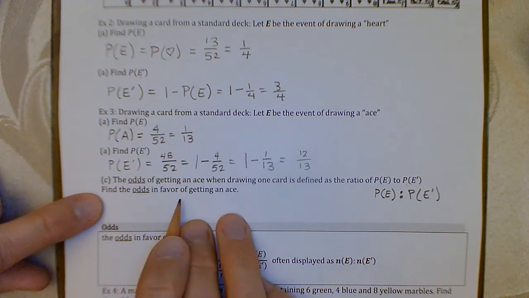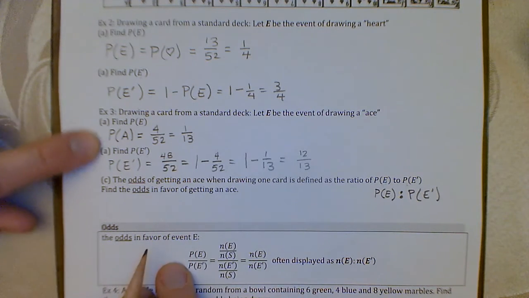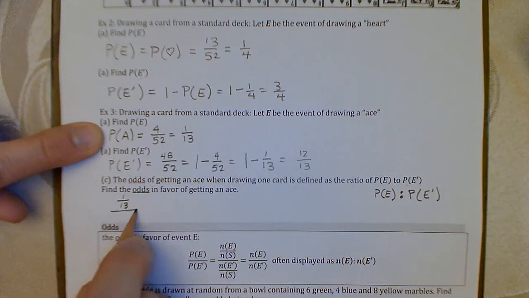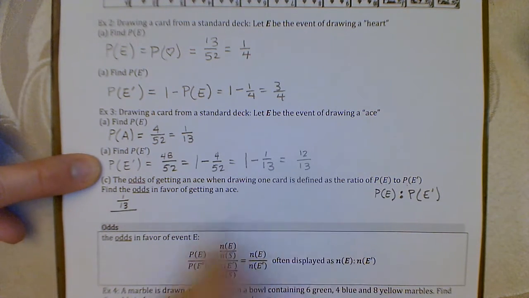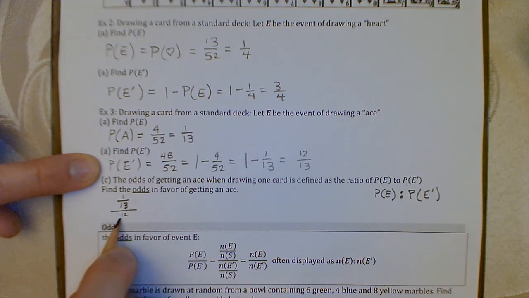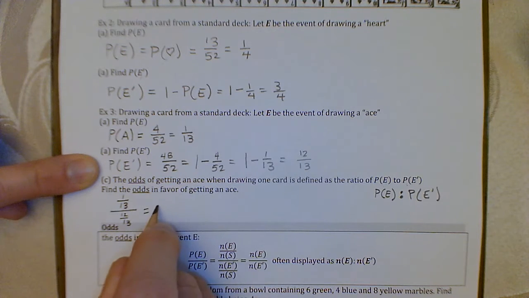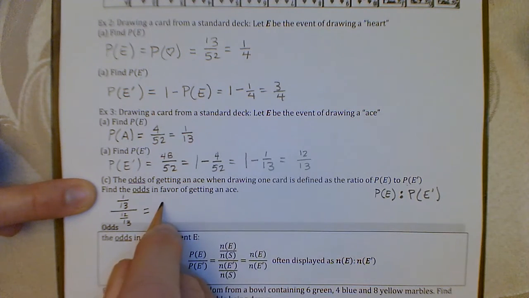So find the odds of getting an ace. The probability of getting an ace was 1 out of 13. And then the probability of not getting an ace is 12 out of 13. And so we know that the 13s are going to cancel. And so the odds of getting an ace is 1 out of 12.